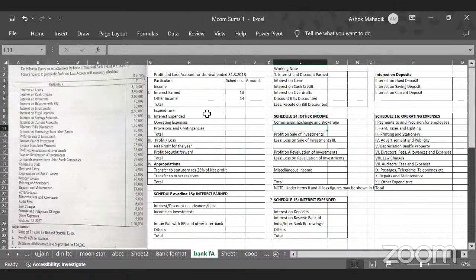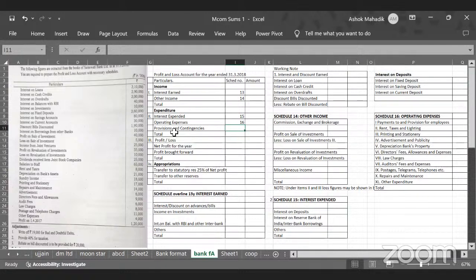Then we have expenditures. I'll just make it bold. Under expenditure again we have only two schedules. Interest expended, that will be schedule number 15. This will be exclusively for interest to be paid. On which accounts do we pay interest? On all the deposits. Deposits kept by the general public in the form of fixed deposits, savings account, current account. On these we pay interest. So it will be in schedule number 15. And all other operating expenses will be in schedule number 16. So in sum, maximum items will come under schedule number 16.